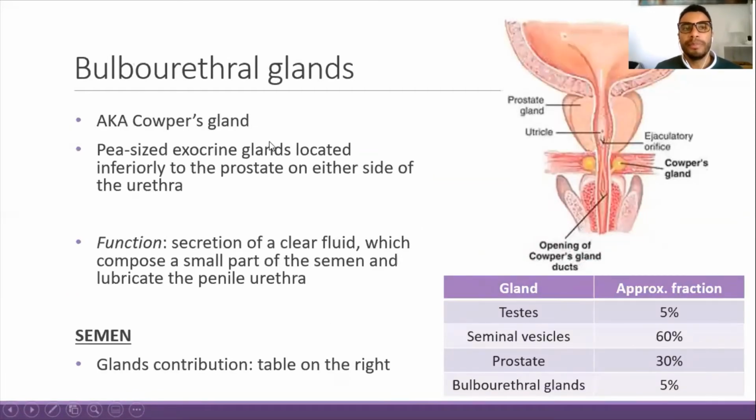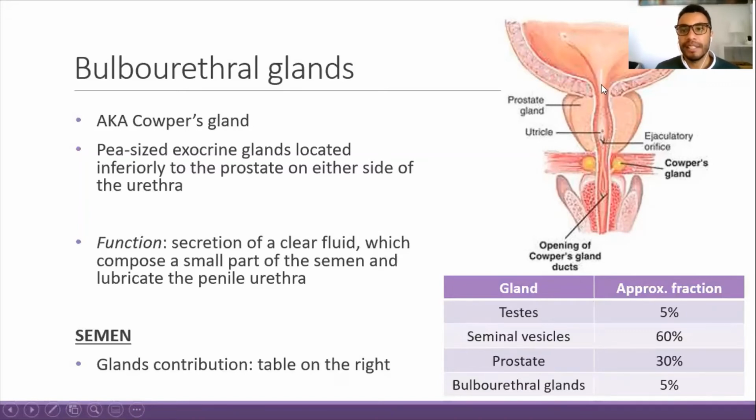Then the bulbourethral glands. So the bulbourethral glands are those pair of glands here. They are also called Cowper's glands. They are very small. They have the size of small peas, and they are located inferiorly to the prostate on either side of the urethra. So remember, this is the urethra.